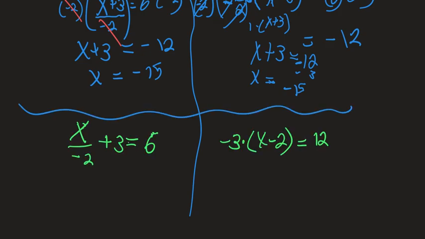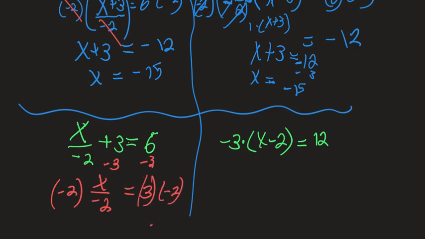Here are two more. X over negative 2 plus 3 equals 6. And the other one is negative 3 times the quantity x minus 2 equals 12. First one, we have to get x alone. We have the far away friend and the close friend. The far away friend is the plus 3, so we're going to minus 3, minus 3. 6 minus 3 is 3. Over here we have the x over negative 2. Now we know we need to get rid of the negative 2, so we're going to multiply both sides by negative 2.